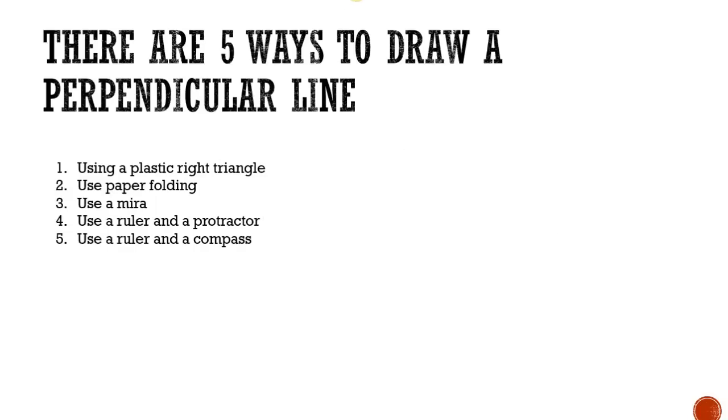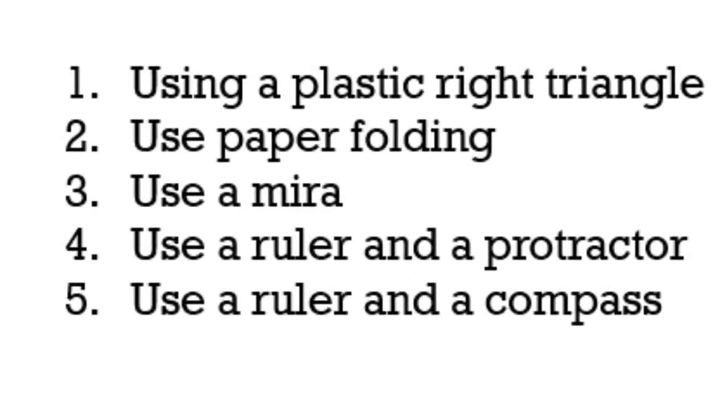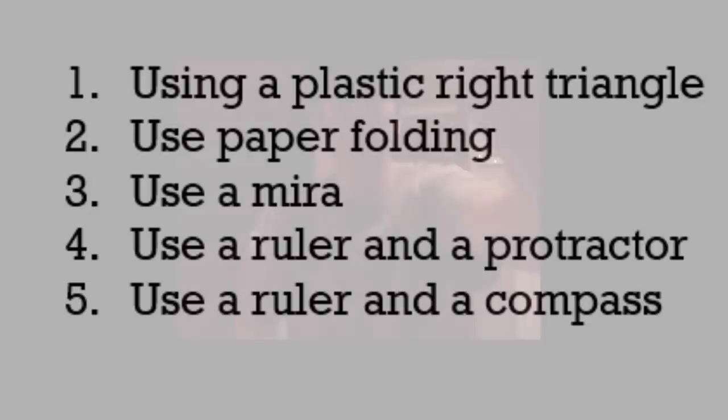There are 5 ways to draw a perpendicular line: using a plastic right triangle, paper folding, a mirror, ruler and a protractor, and ruler and a compass. I will demonstrate all 5 ways for you. Okay, so I am going to show you the 5 different ways to construct a perpendicular line.